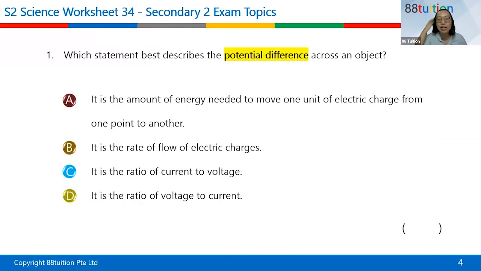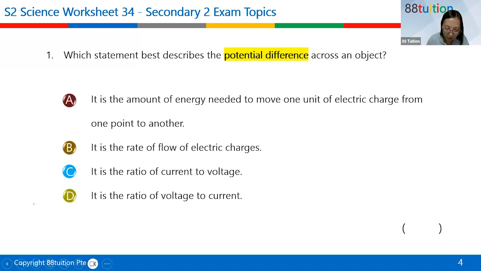Now, which statement best describes the potential difference across an object? All right, for this part, looking at the file. Okay, most of you got this right. Only one of you got this wrong. All right, so I'm going to type what is needed for you.